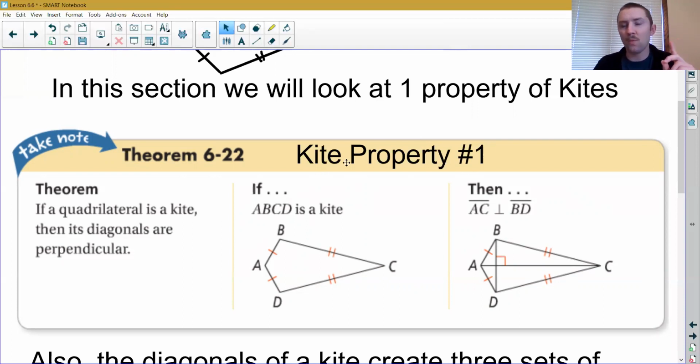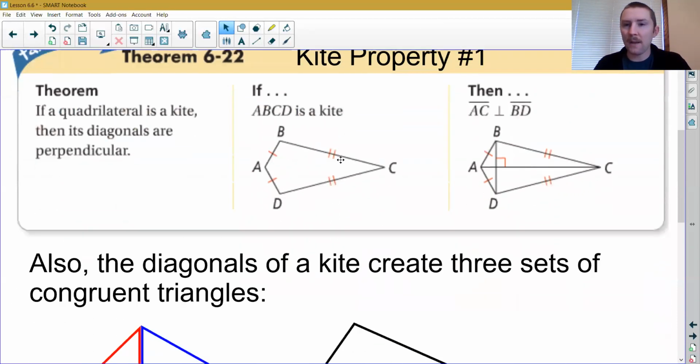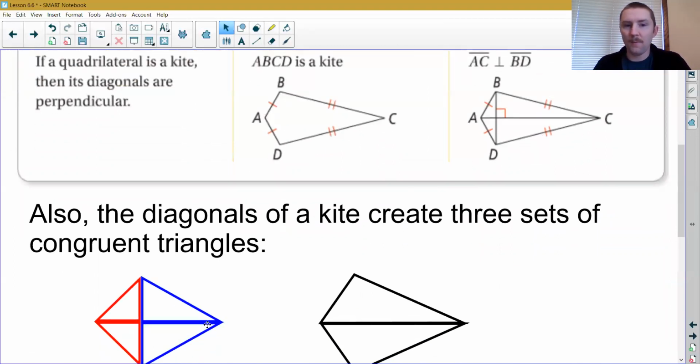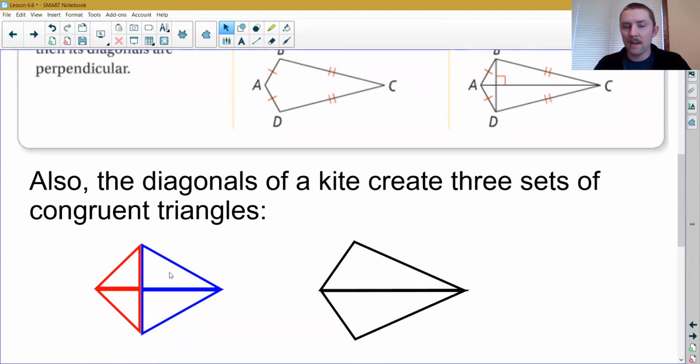But another thing I want you to write down about kites is that the diagonals of a kite create 3 sets of congruent triangles. So I've drawn them for you here. When I have both diagonals, I have red triangles on this side that are congruent to each other. I have blue triangles here that are congruent to each other. And it's not super hard to prove them congruent. We just use hypotenuse leg for these ones, because they share all this stuff.